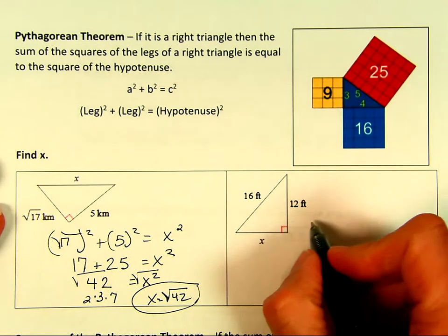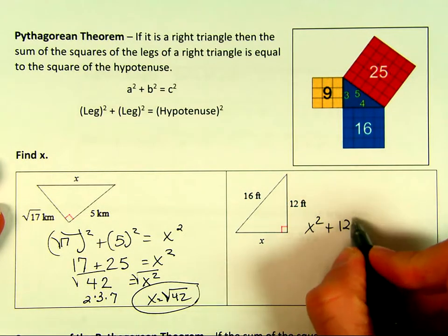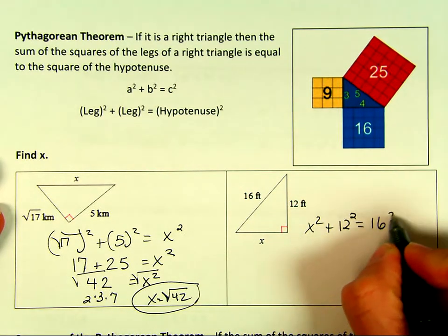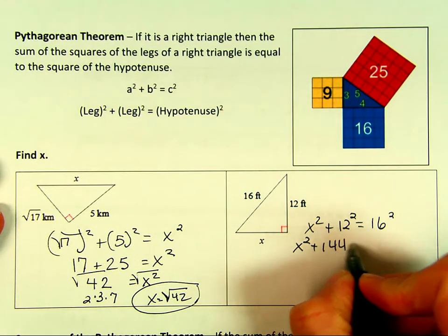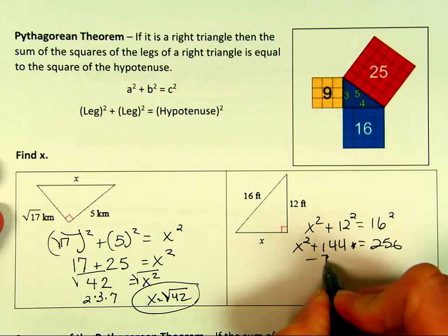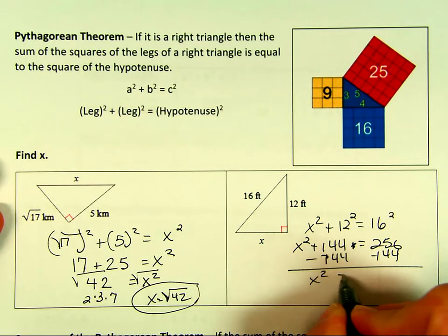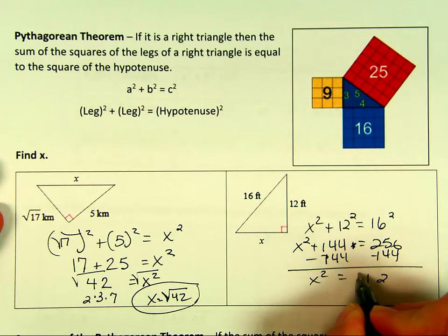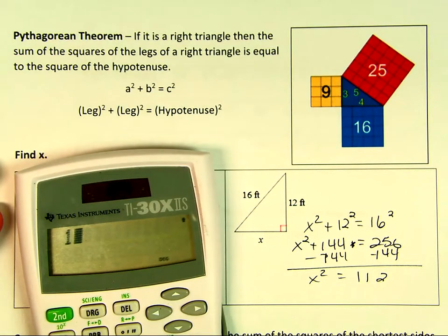So over here, since our legs are x and 12, I'm going to say x squared plus 12 squared, and that's going to be equal to 16 squared. So I'm going to actually square those. That's 144 and 256. Then I'm going to subtract 144 from both sides. And I get x squared equals 112. So then again, I'm going to see, hey, what goes into 112 evenly if I want to get it in simplest radical form.